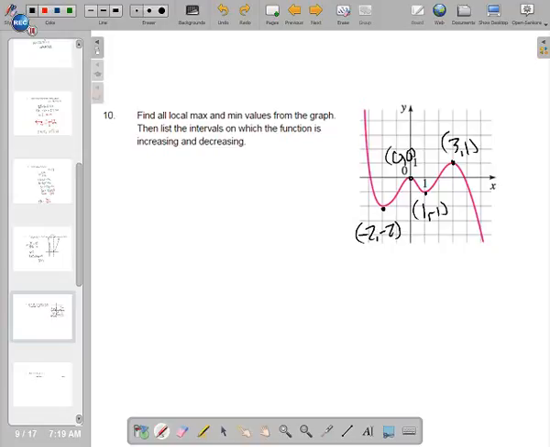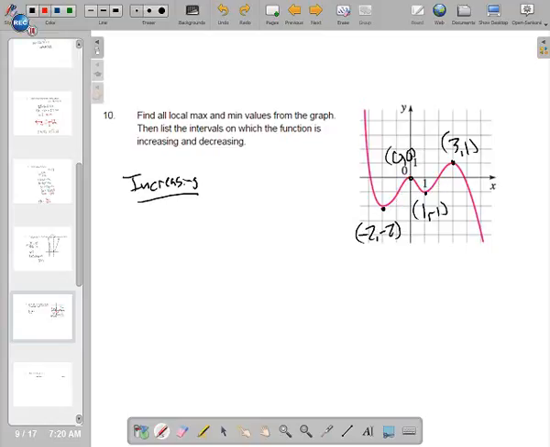And now what I need to do is figure out intervals of increasing and decreasing. So first, I'll do increasing. To find my increasing intervals, what I'm looking for is, where is this function going up as I read left to right? So here it's going down. Here's an increasing interval right there, and here's an increasing interval right there. So those are my two intervals of increasing.